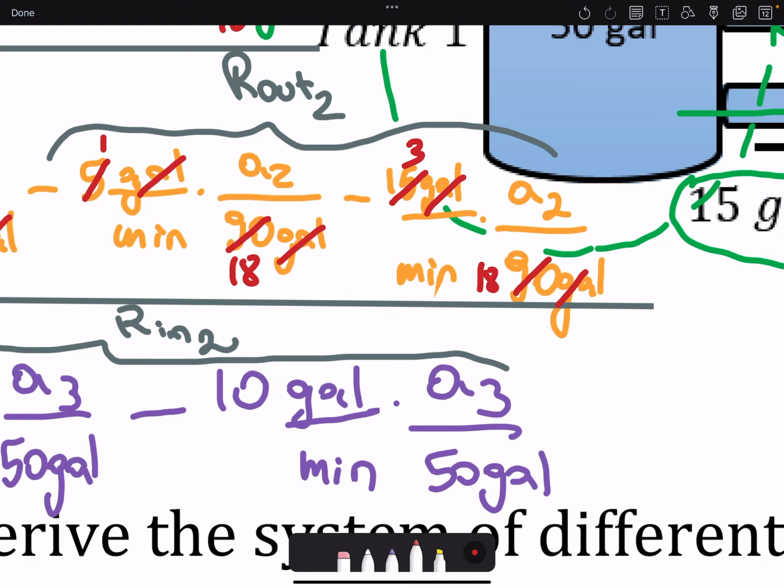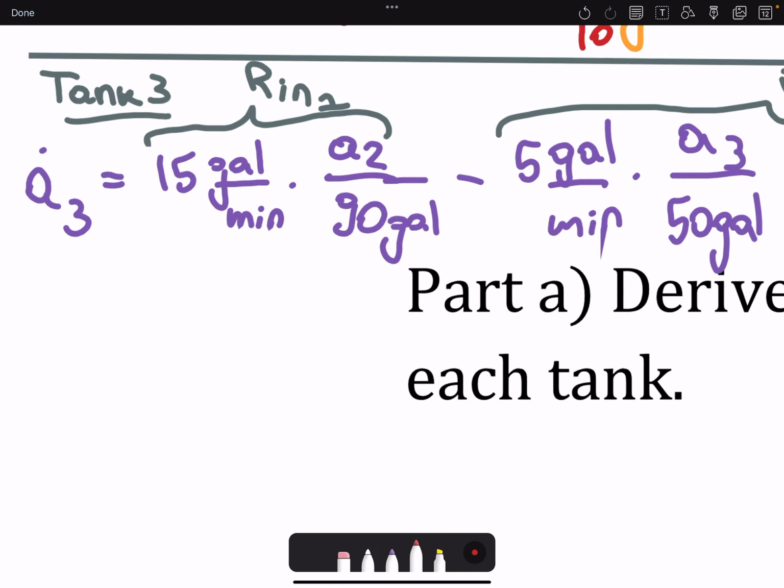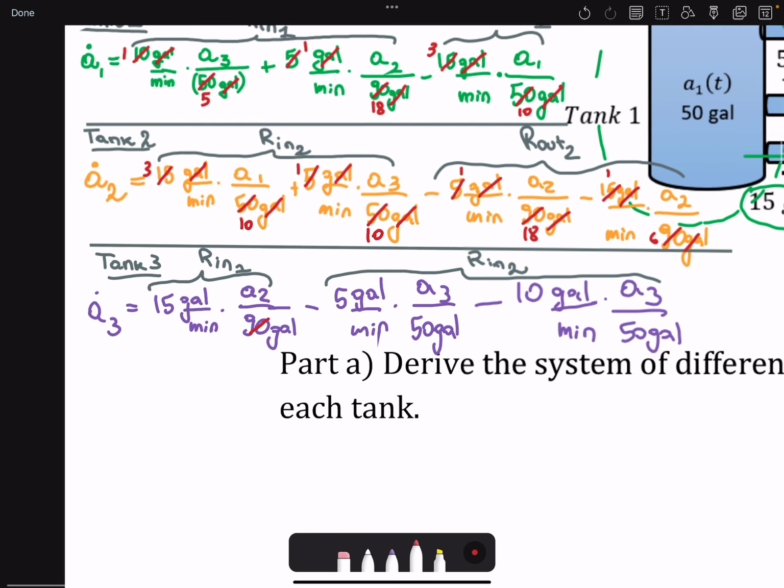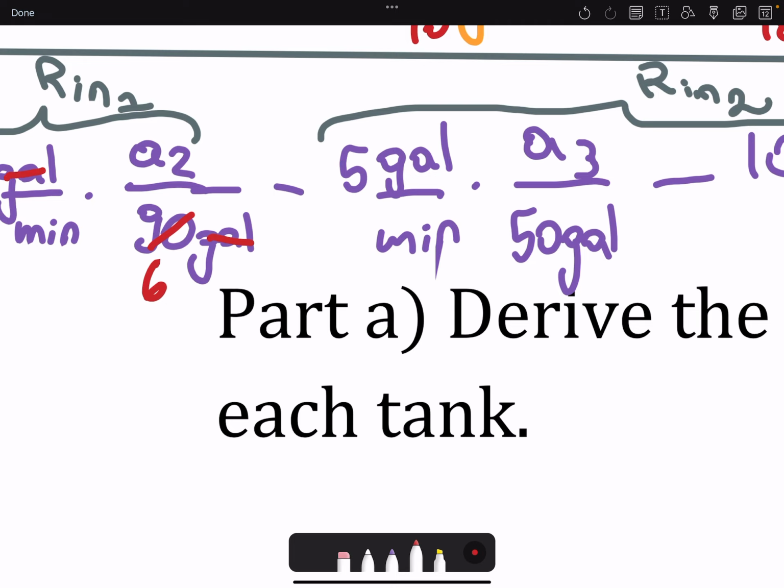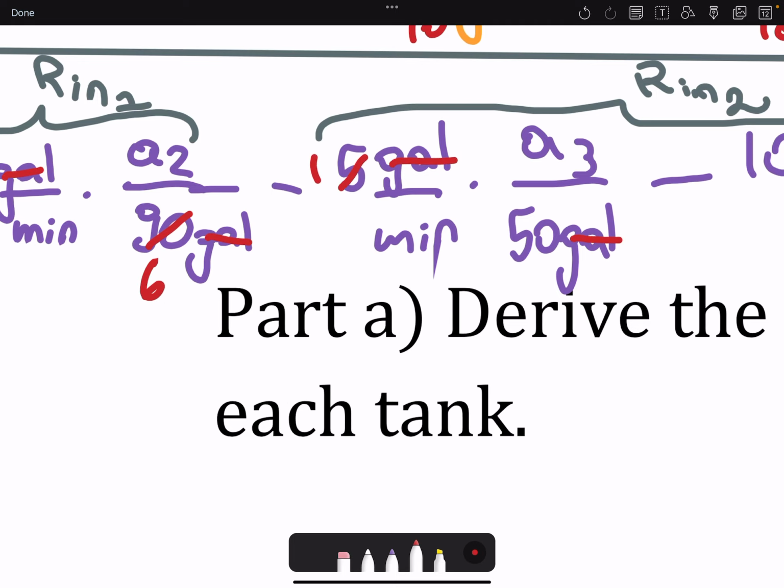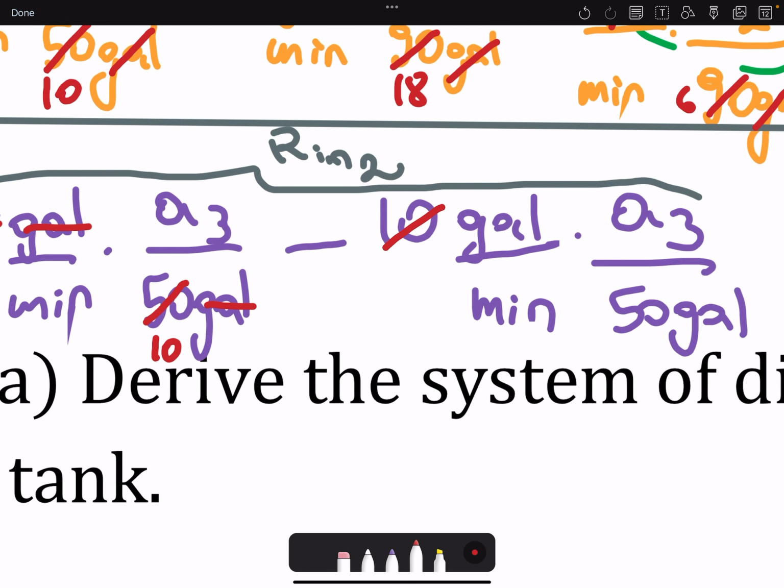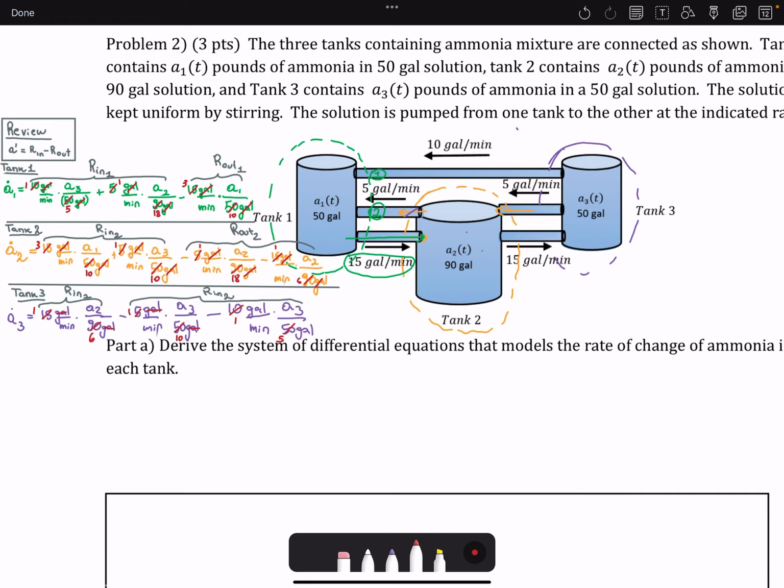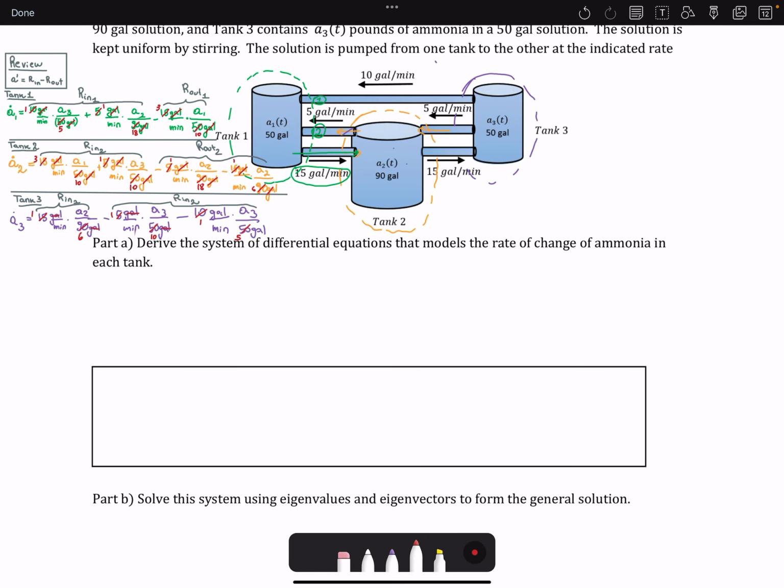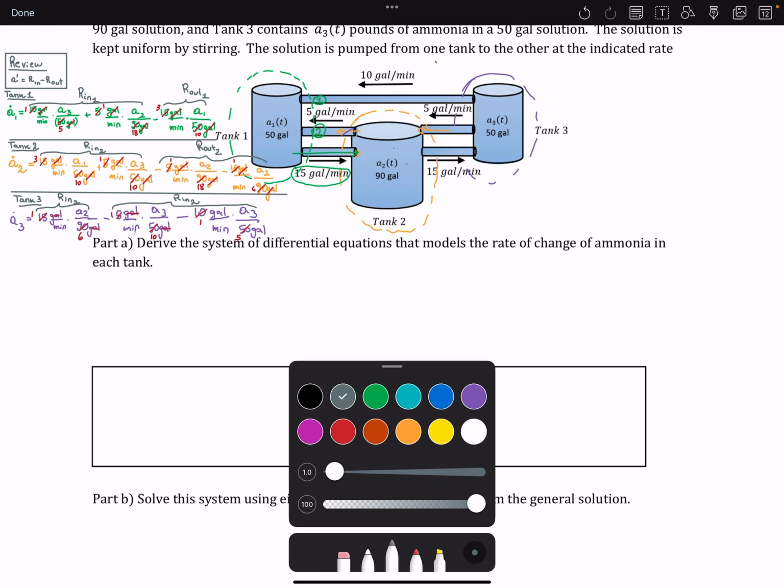So we simplify, and now we can simplify actually by 3. So if we simplify by 3, we're going to get 18 divided by 3, that's 6, and that's 1. And so that's the same thing as that one. So this is going to be a 1 and a 6. The gallons go away. This is a 1 and a 10. And this is a 1 and a 5. So now that we have this stuff, let's write it into matrix form.